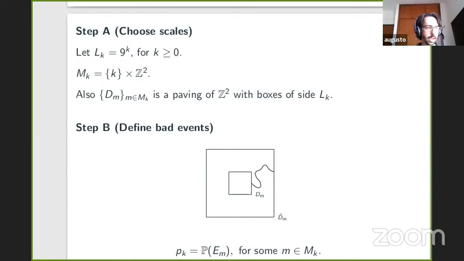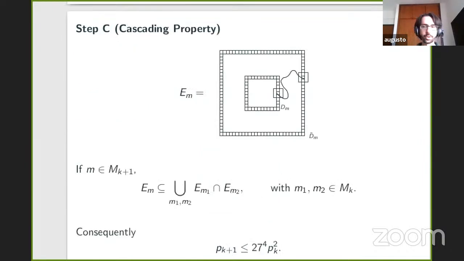So now we have the bad events. As I said, we should prove that they satisfy the cascading property. The cascading property is really what makes choosing the event hard, because you should choose an event that has this amazing property that if it happens at a big scale, it happens twice in the previous scale. So you can see there that we can pave the boundary of the small box. So imagine that we are at scale k plus 1, right? The scale k plus 1 is 9 times bigger than the scale k.